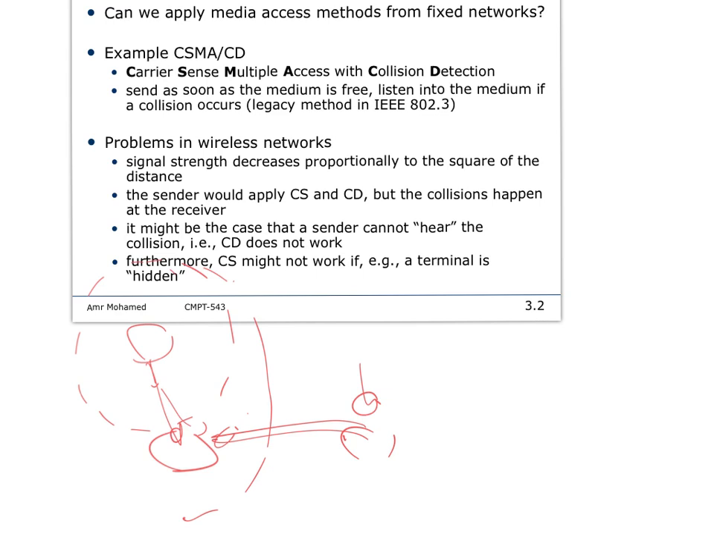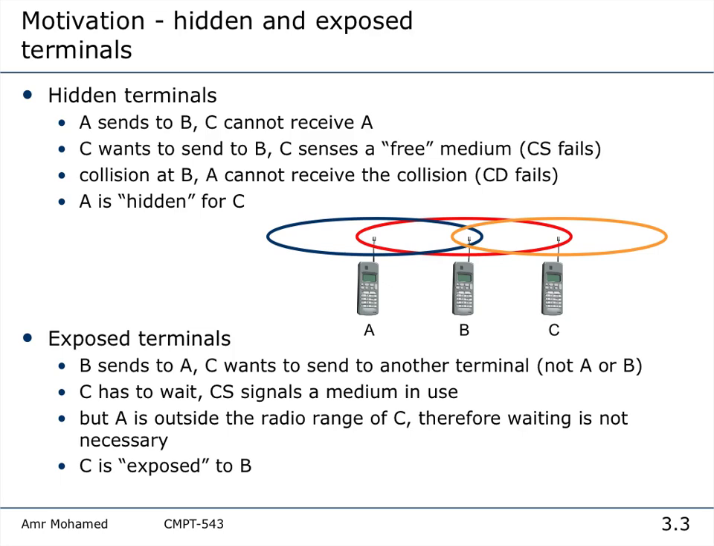We call this a hidden terminal problem. We'll talk about this again. In wireless, there are two very common scenarios. In the hidden terminal problem, which is a very famous scenario, node A tries to send to node B. Since node B is in the transmission range of A, node B can receive the transmission of A.